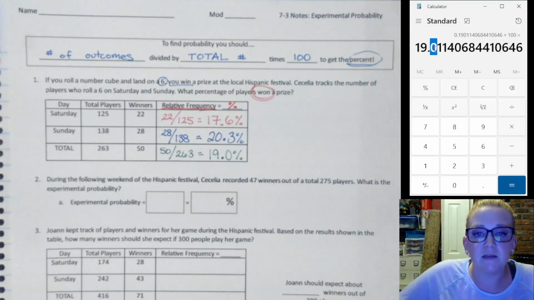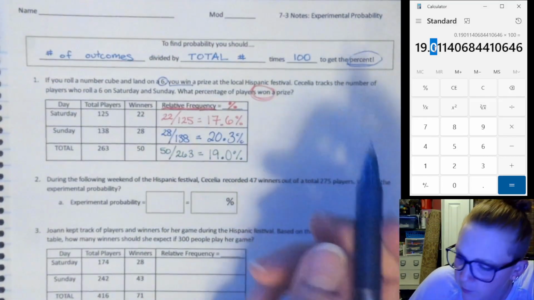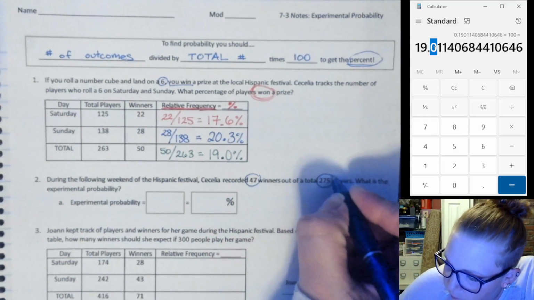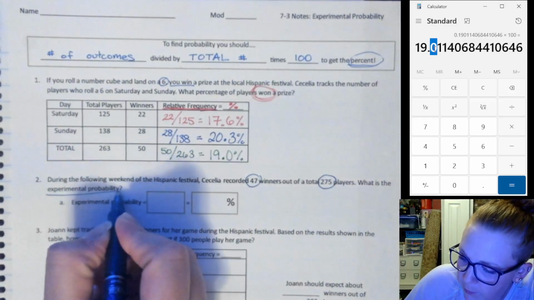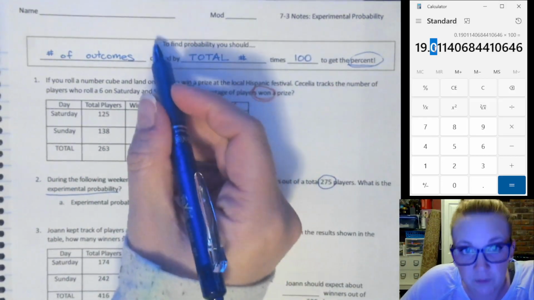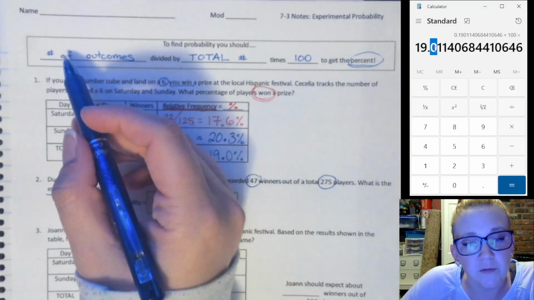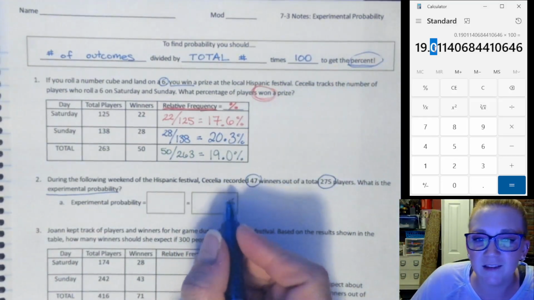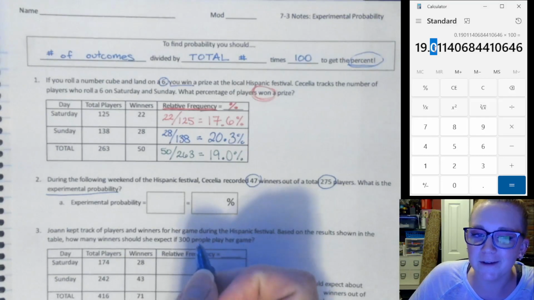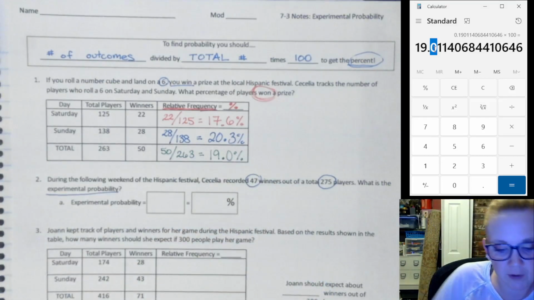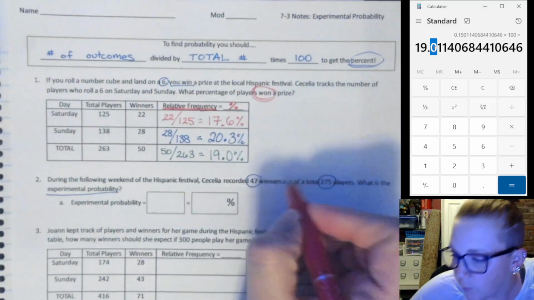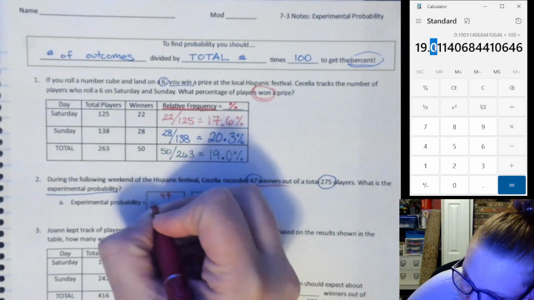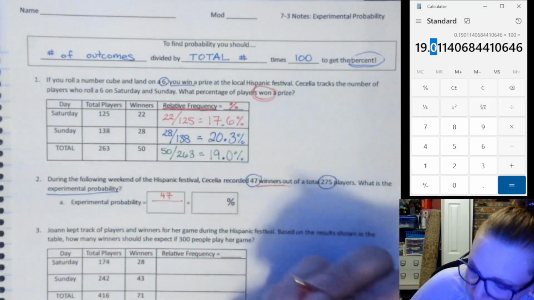Now, number 2 is asking: if Cecilia had 47 winners out of 275 players, what was the experimental probability? Again, to find probability, you take the number of outcomes divided by the total times 100 to get the percent. Hey, look, that's a percent sign, so we have to do all that fun stuff. Let's try it. Figure out how many people were the winners. There are 47, so we want 47 out of how many people played total?